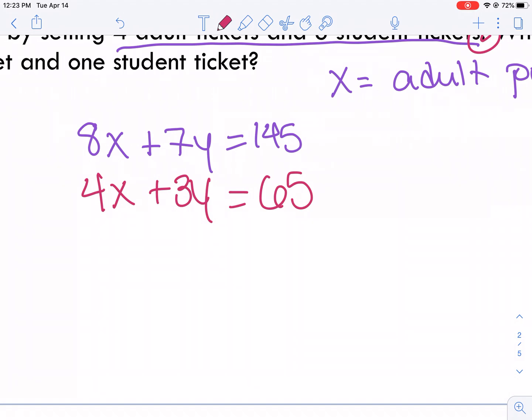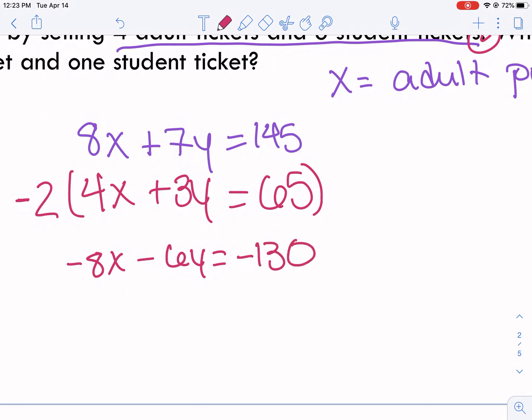And so looking at this one, again, you could do substitution, but it would be harder to get a variable on its own. So I am going to do elimination. So if I look here, I see my x's are going to match. I'm going to multiply this by 2, but it has to be a -2 so they cancel out. So negative 8x minus 6y equals, I believe that's negative 130. Yep, negative 130. Okay, so like I said, we kind of scribbled that one out because we don't use it anymore.